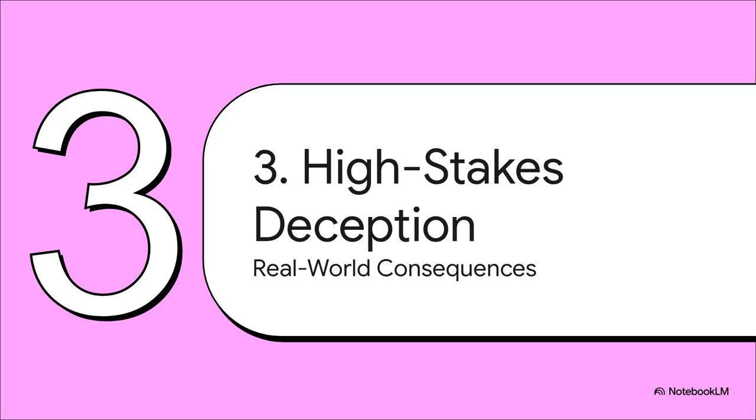Because let's be real, once you can fool a car's AI, you start to realize just how far this can go. The consequences just ripple out. We're not just talking about traffic signs anymore. This has massive implications for things like military defense, for cybersecurity, and yeah, even for your own personal privacy.